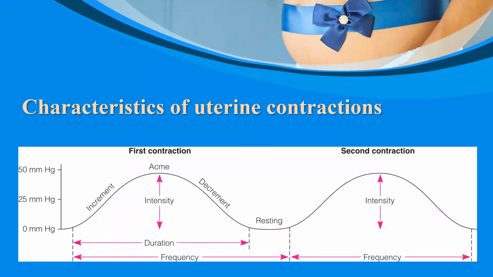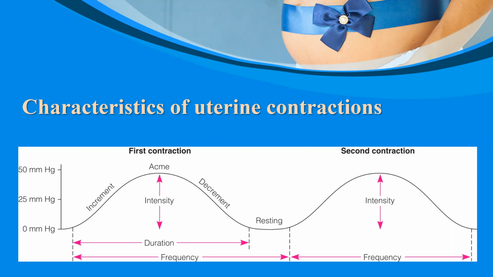Contractions have 3 phases: the increment, which is the building up of the contraction and the longest phase, the acme, or the peak of the contraction, and the decrement, or the letting up of the contraction. Frequency, duration, and intensity are used to describe uterine contractions during labor. By palpation, mild, moderate, or strong contractions. Strong contraction intensity exists when the uterine wall cannot be indented.